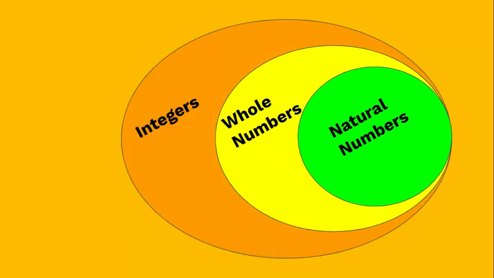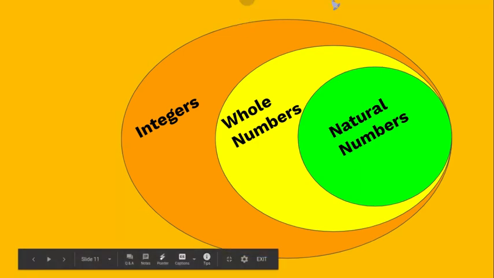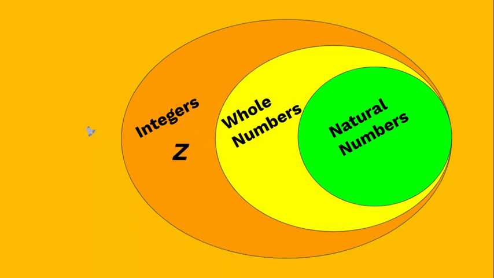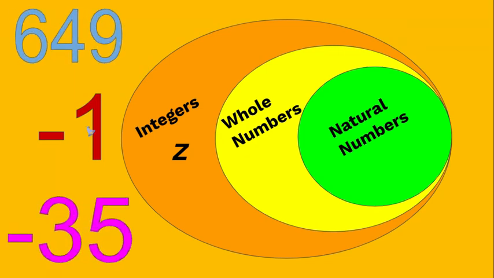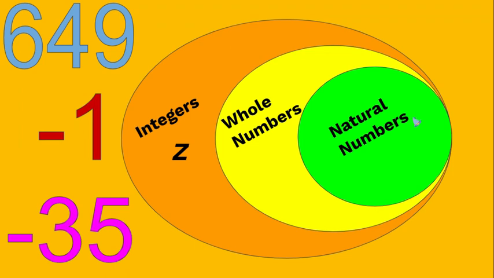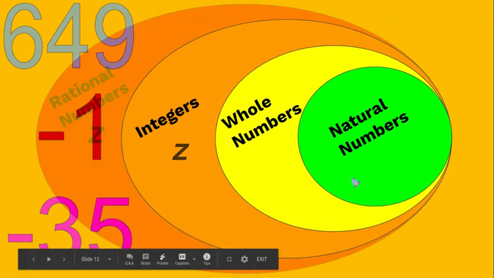And then my next one, integers. Integers is the very next one. So we have natural numbers very inside, then whole numbers after that, and then integers is outside of all of that because whole numbers and natural numbers are subsets of integers. And integers are going to be represented by the letter Z. I know, it's weird, but that's what it is. Just know that's what integers are. Integers add on negatives like -1, -35. It still includes 649 because that's a natural number, so those are included as well.